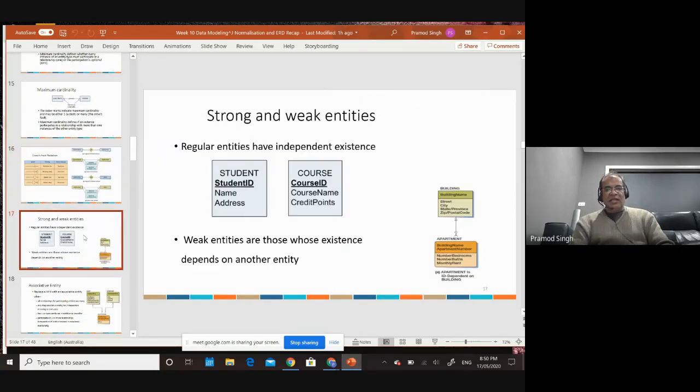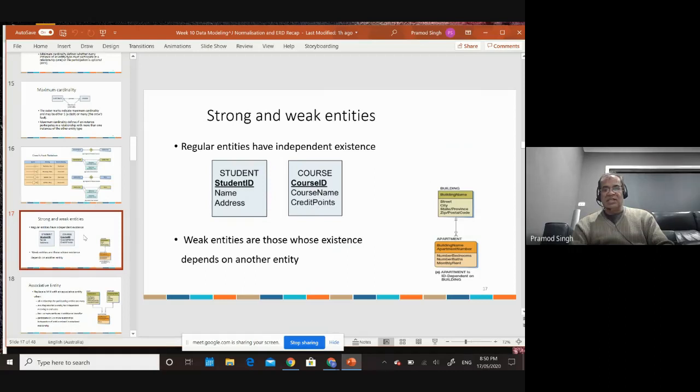Strong and weak entity are two different types of entities. One is a regular entity, which is independent and can exist without association with any other entity. That is a strong entity. For example, student is a strong entity, course is another strong entity. For existence of course or student, it doesn't need any other entity. But the weak entity requires another entity to exist, and that relationship is quite important.